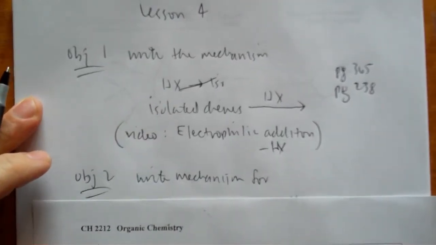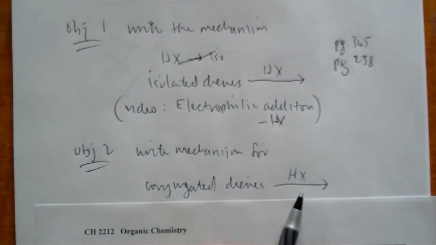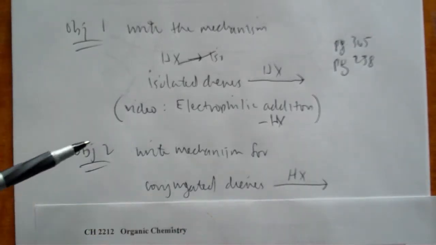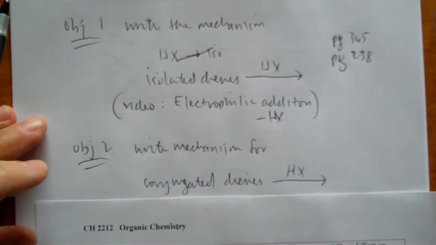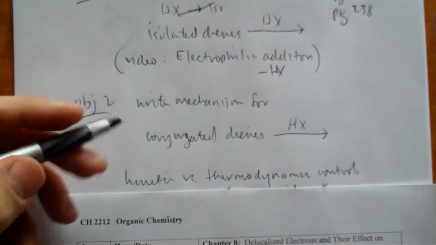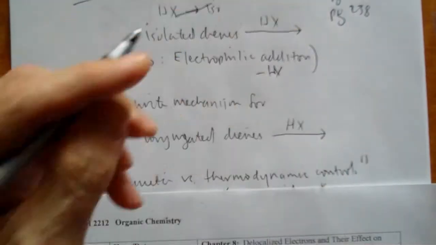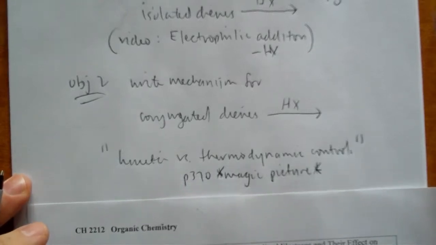The second objective is write the mechanism for the electrophilic addition to conjugated dienes. This is really what this is about. This lesson is mostly about objective number 2. Okay? Get this term in your head, kinetic versus thermodynamic control. Pretty scary, those 2 terms are, but I think we can demystify those a little bit.